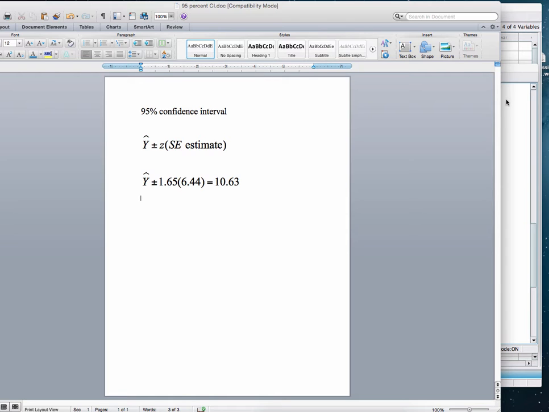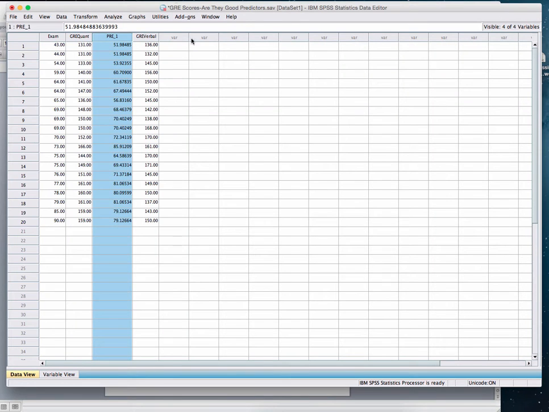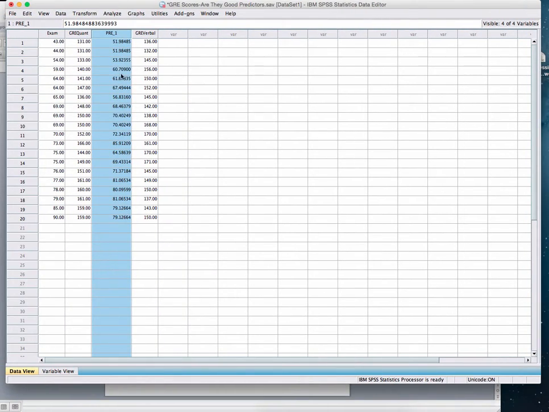If we go back to our spreadsheet, we can see that any of these predicted values, so this is 51.9 or almost 52, plus or minus about 10.6. Here, 60 plus or minus 10.6. So even though we have a high correlation between GRE and final exam scores, we have quite a bit of variability in the preciseness of estimating those scores.